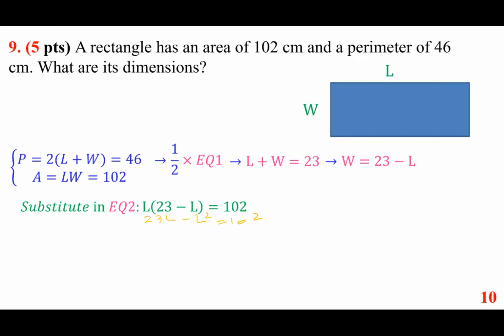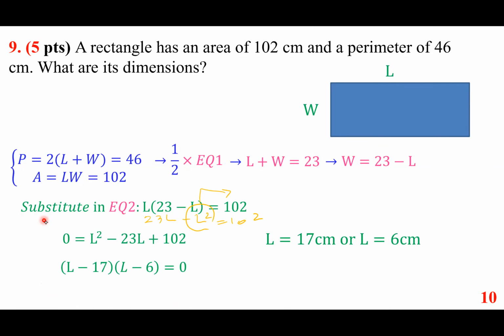And since I like this to have a positive coefficient, I'm going to move everything to the right. I end up with L squared minus 23L plus 102. And I want two numbers. The product is 102. The sum is negative 23, which makes both of them negative. There are two answers. L is either 6 or 17.